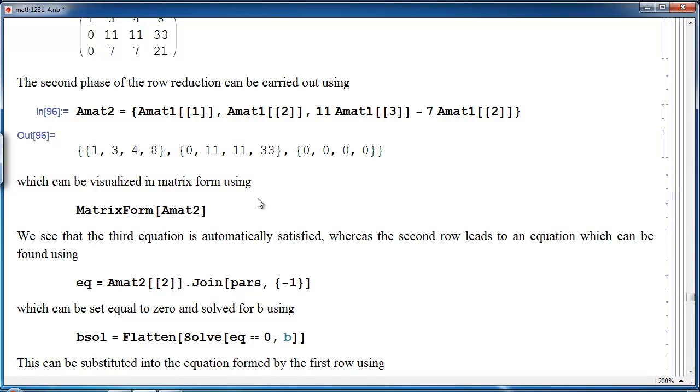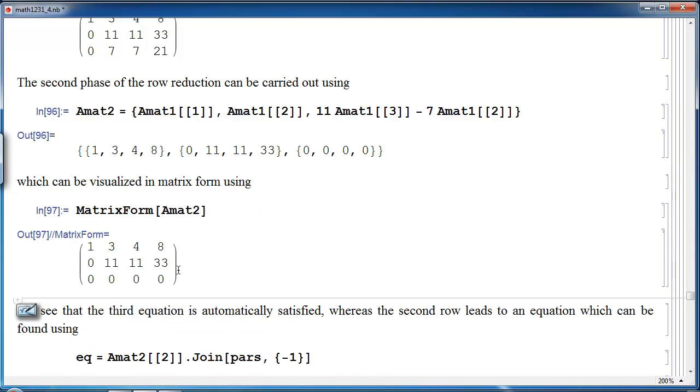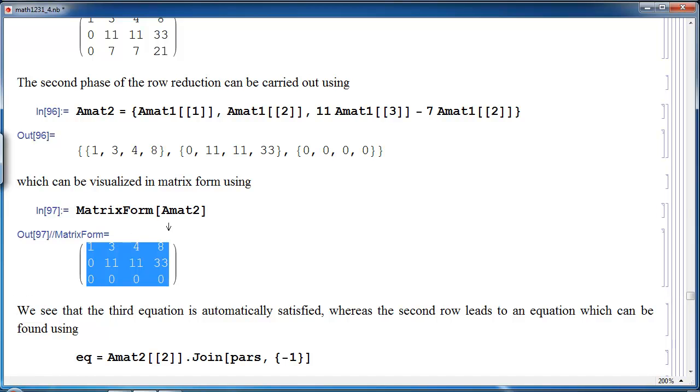And now we can visualize that in matrix form, and remembering that it is the augmented matrix for a set of linear equations, we can see that the last equation is 0 equals 0, which is of course trivially satisfied. So we now go to the second row and generate the equations by taking the scalar product of the second row of the augmented matrix with the vector consisting of the 3 parameters plus the element -1.